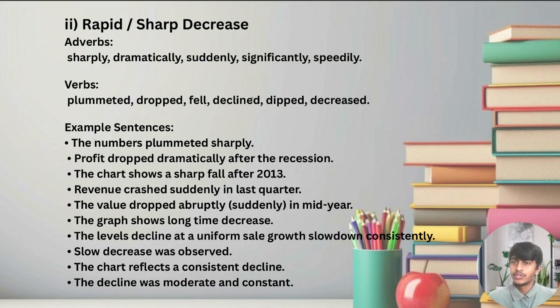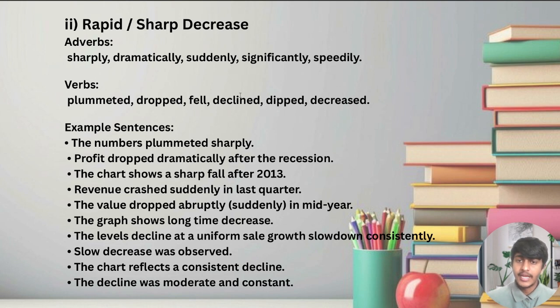Now slide number 2 is rapid, sharp decrease. A rapid, sharp decrease means the data goes down very fast in a short time. The graph line usually looks steep. So that is the meaning of a rapid, sharp decrease.